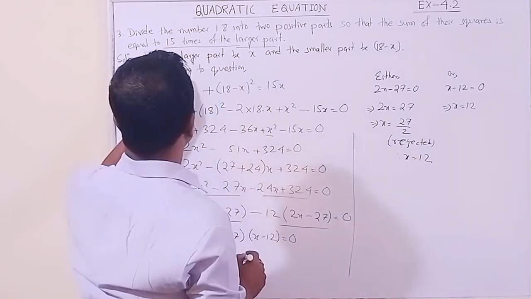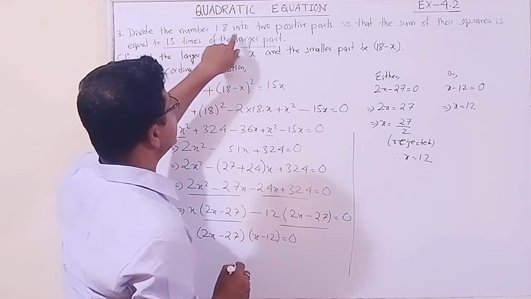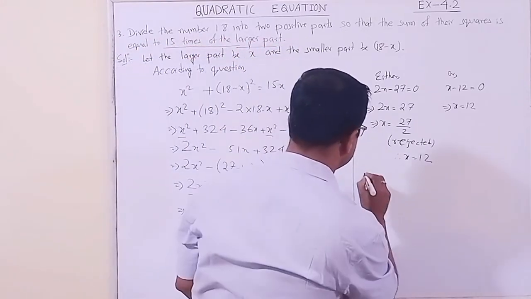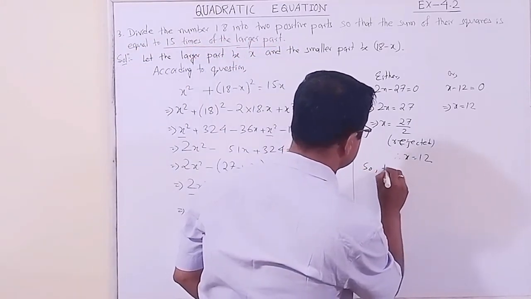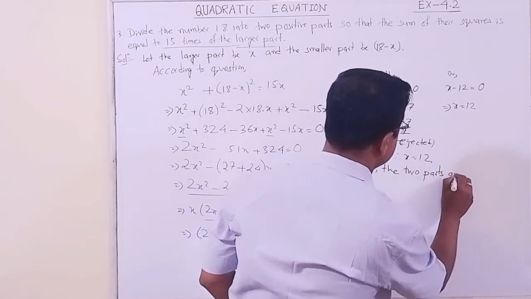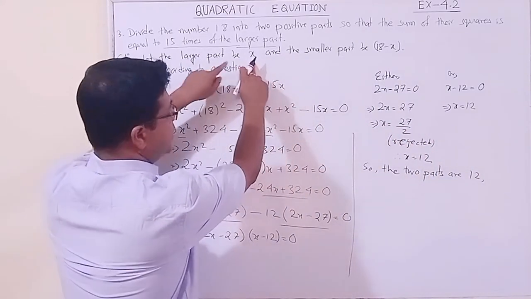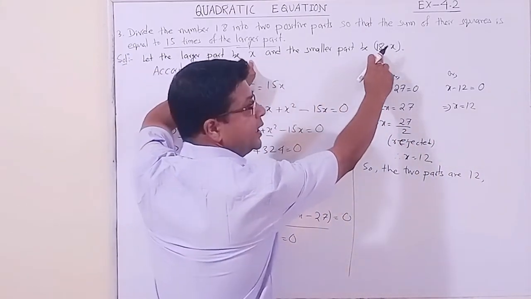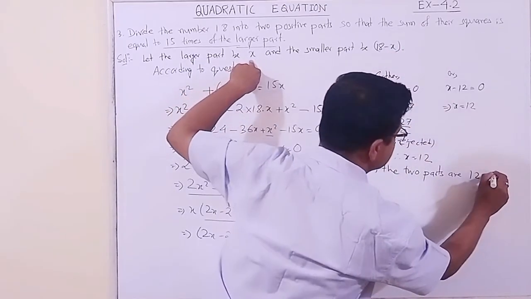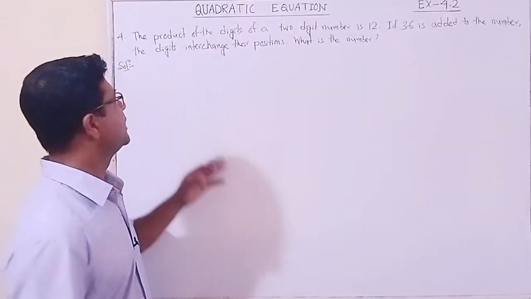Now the question is, we have to find the two parts. Divide the number 18 into two parts. So the two parts are, one part is 12, this is x is 12. What is the other part? 18 minus 12, how much? 6. So these are the two parts of 18. Is it okay? After this we have taken question number 4.